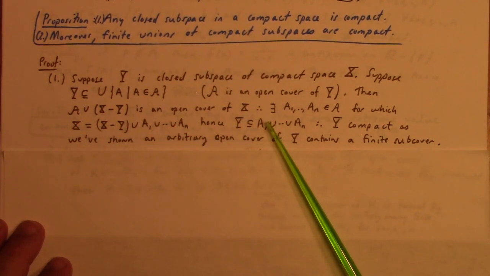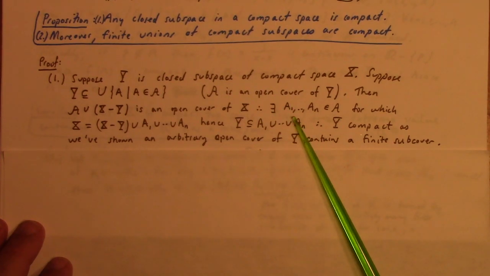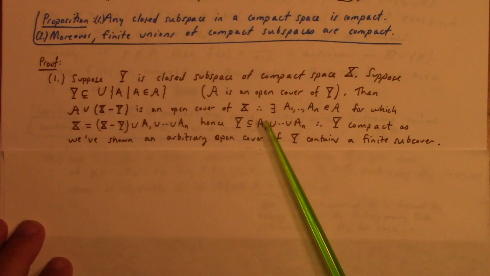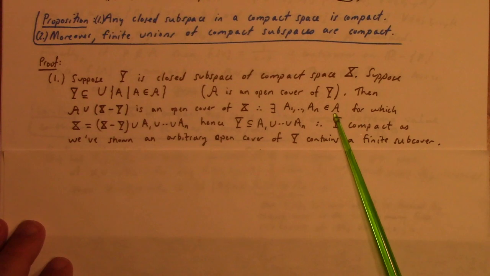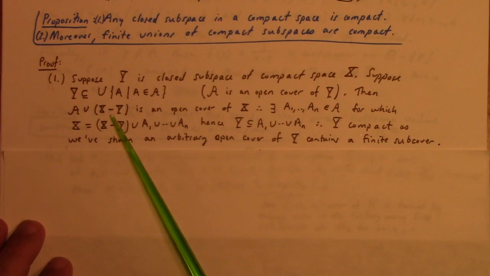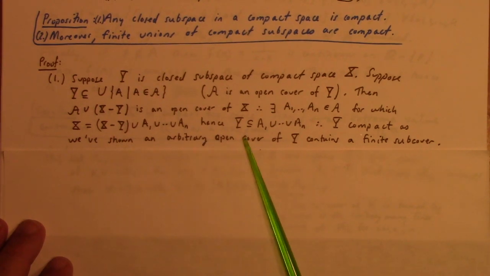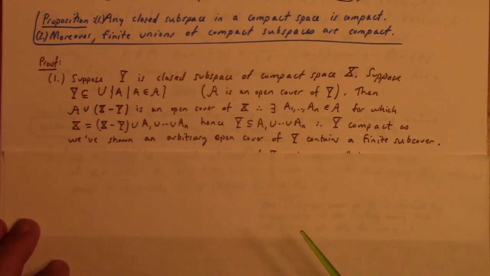And if it's an open cover of X, and we know that X is compact, well, that means there exists a finite subcover, A1 through An. And of course, if you think about that, I'm saying the finite subcover has to have the form like this because there's no way you can cover the things outside of Y except with this set. So you're forced to put the complement of X minus Y in that finite subcover. Anyway, this means that Y is a subset of the union of A1 through An. Therefore, Y is compact, as we've shown that an arbitrary open cover of Y contains a finite subcover.